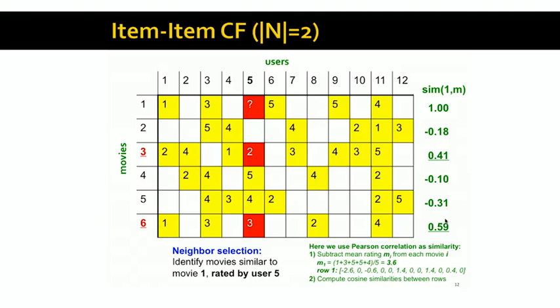And what we're going to do, remember, since our neighborhood size is 2, we need to find the 2 movies with the highest similarity to movie 1, and that have also been rated by user 5. And those 2 happen to be movie 3 with a similarity of 0.41 and movie 6 with a similarity of 0.59. So we're going to pick those 2 movies as our neighborhood for movie 1.